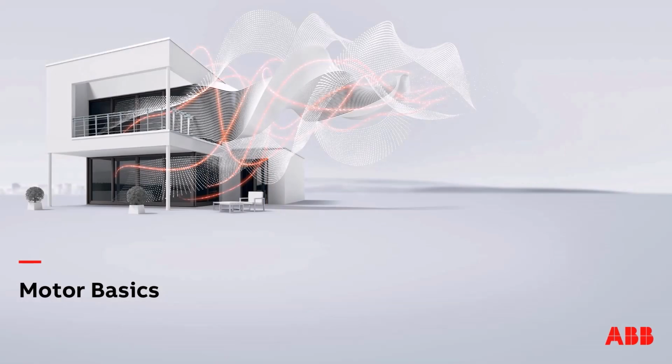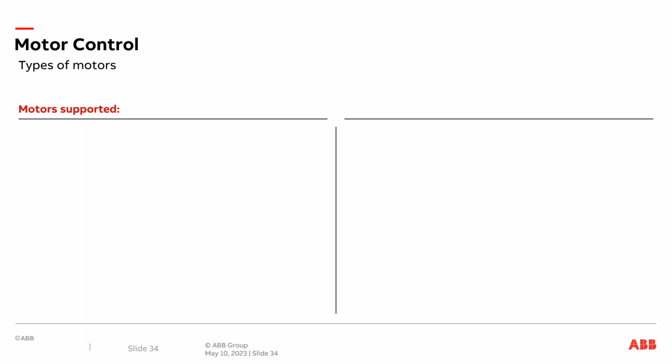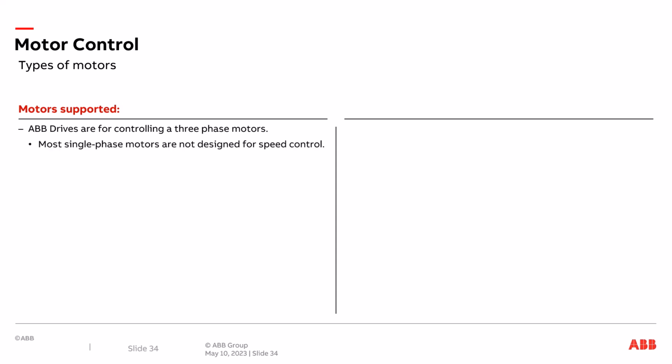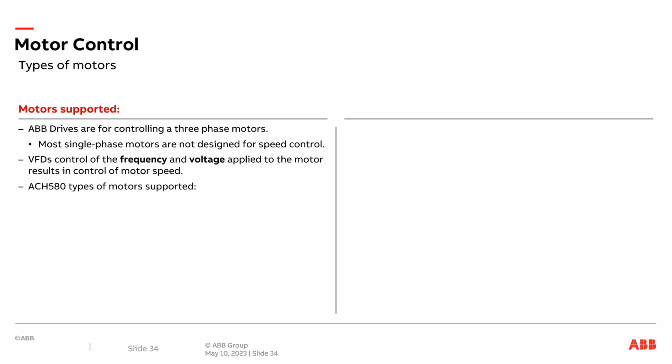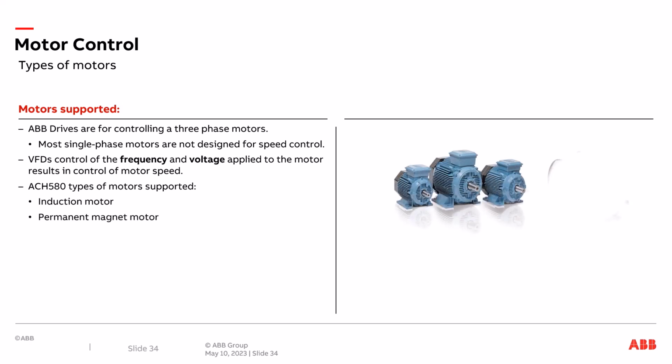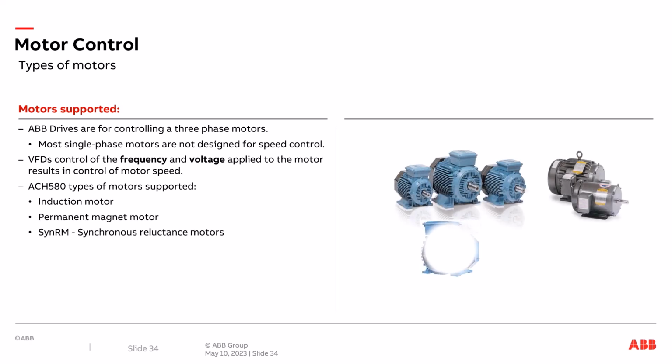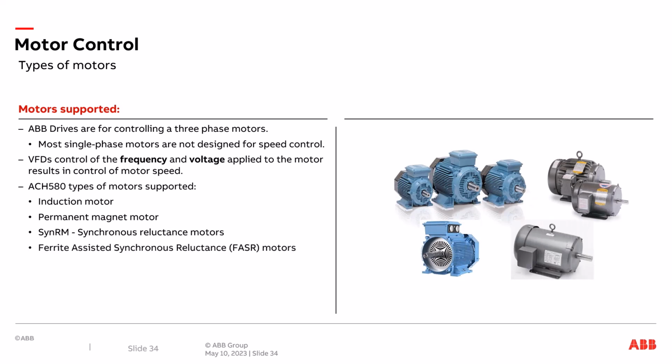Let's talk about motors for a minute. So, what kind of motors does the ABB 580 drive support? We control 3-phase motors. Most single-phase motors are not designed for speed control. VFDs control the frequency and the voltage applied to the motor, resulting in control of motor speed. ACH 580 types of motors supported are induction motors, permanent magnet motors, synchronous reluctance motors, and ferrite-assisted synchronous reluctance motors.